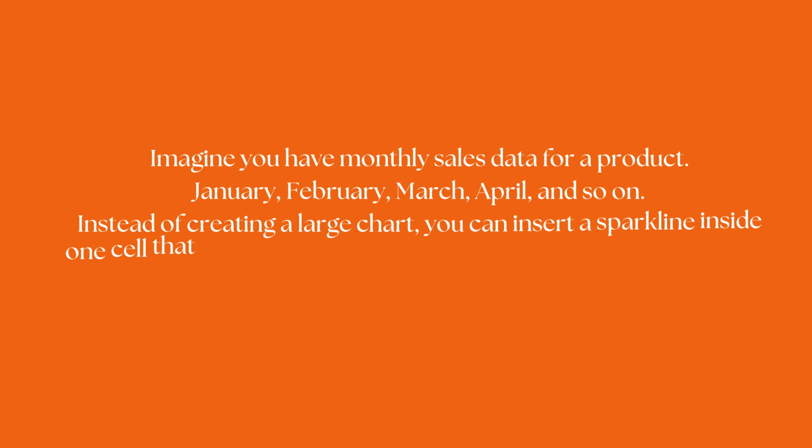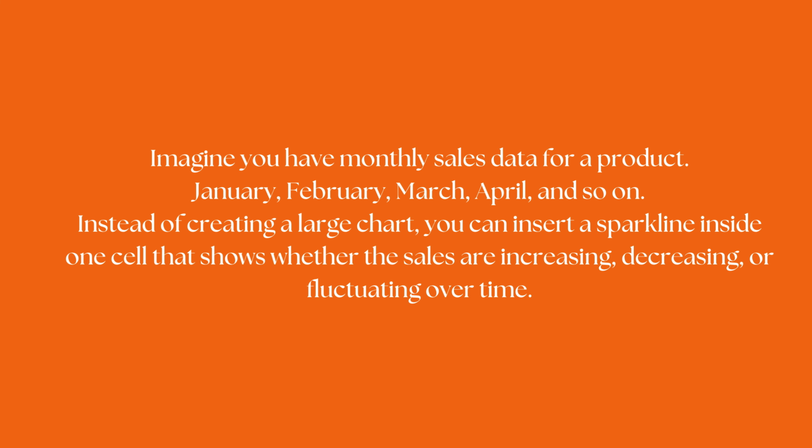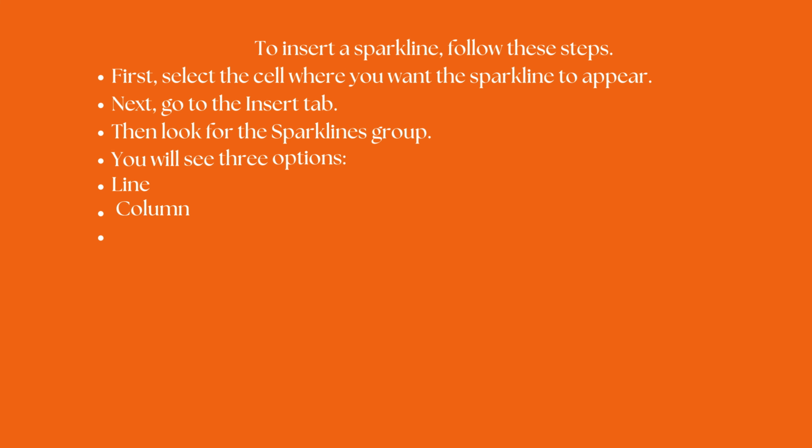Imagine you have monthly sales data for a product, January, February, March, April, May, and so on. You want to track how these products did over the months. Instead of creating a large chart, you can insert a sparkline inside one cell that shows whether the sales are increasing, decreasing, or fluctuating over time. Now, how do you insert a sparkline?